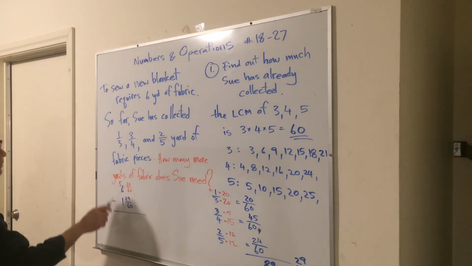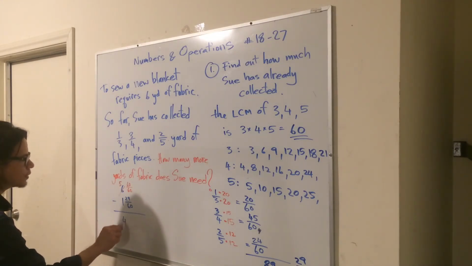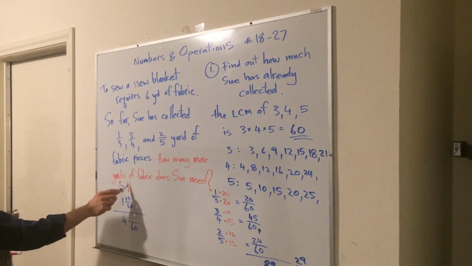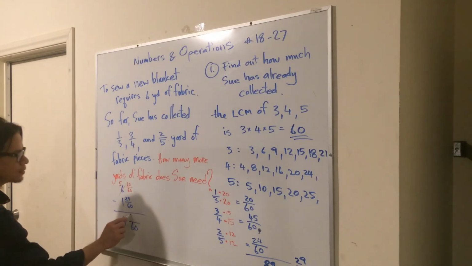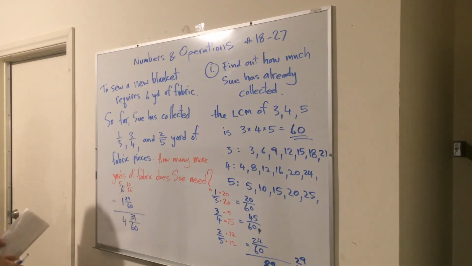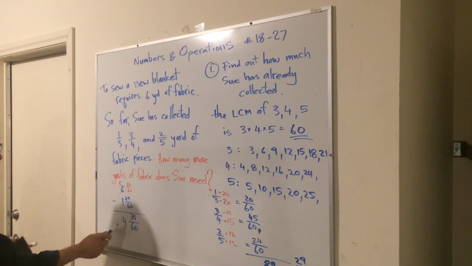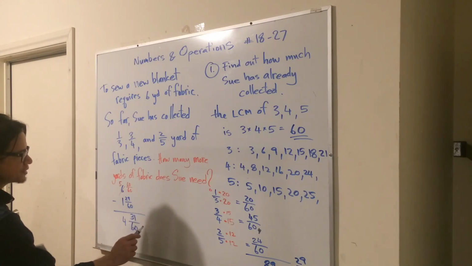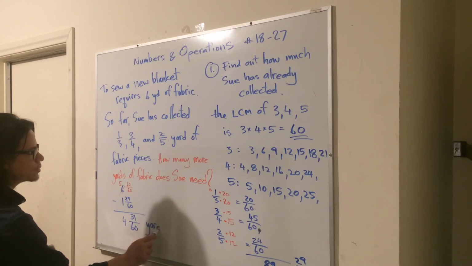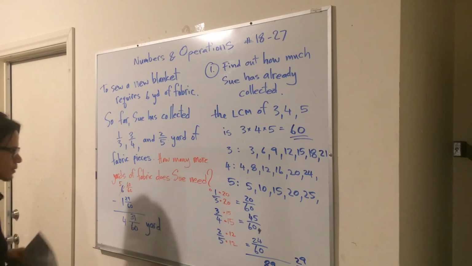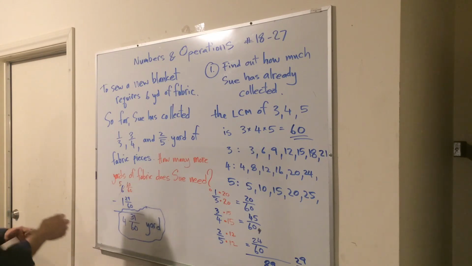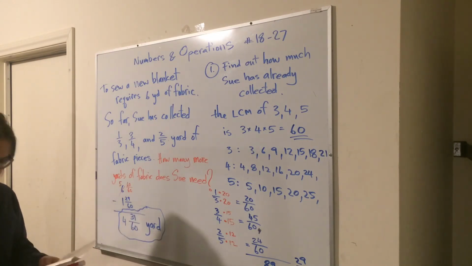Now we can subtract 5 minus 1, which gives us 4. The bottom number stays the same. Now you can take 60 minus 29, which is 31. So we can conclude now that Sue needs 4 and 31 over 60 more yards in order to sew her new blanket. A lot of work for that answer there. So let it sink in.